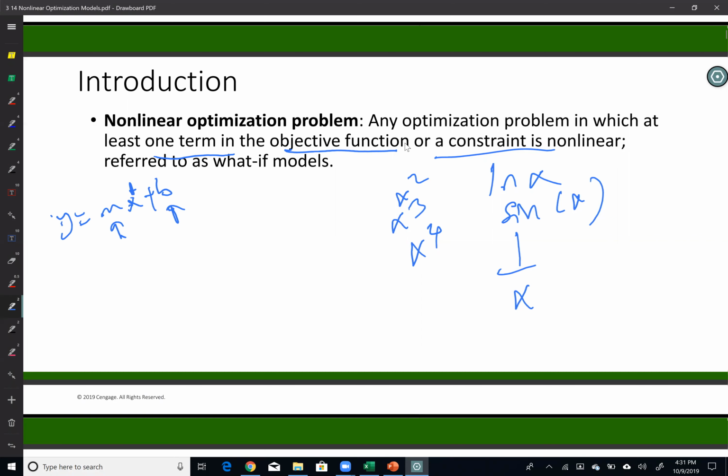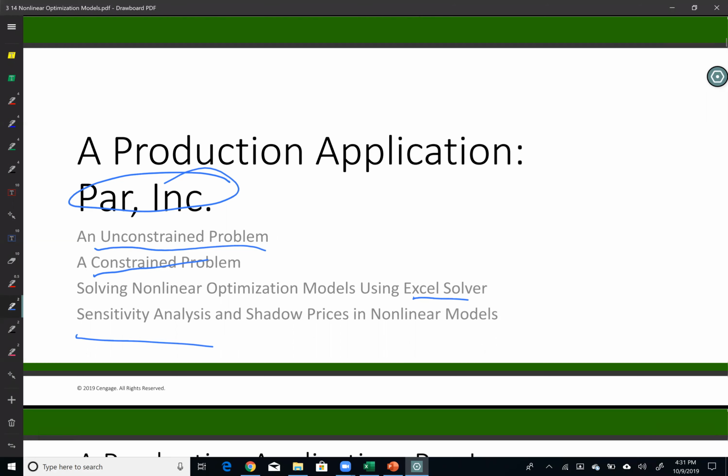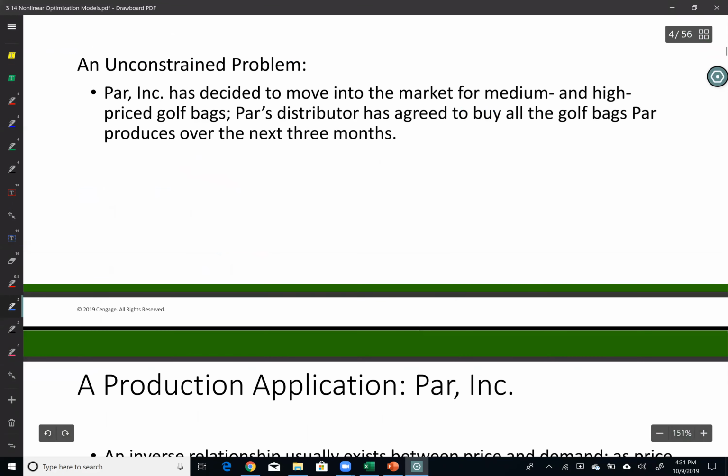All right, now I'm going to talk about a little uglier functions. To do that, I would like to introduce an example, Par Inc. I will first talk about the unconstrained problem, and then I will talk about the constrained version of that problem and solve it. And we will talk about the shadow price analysis in this nonlinear program.